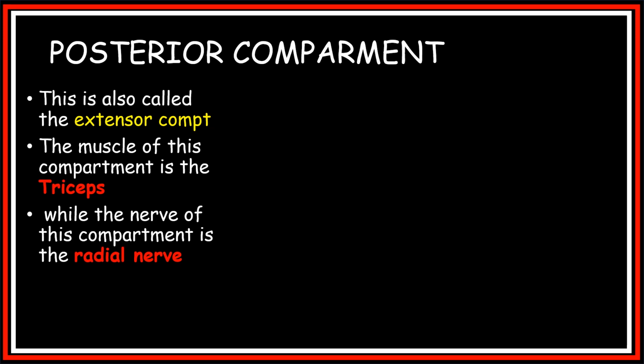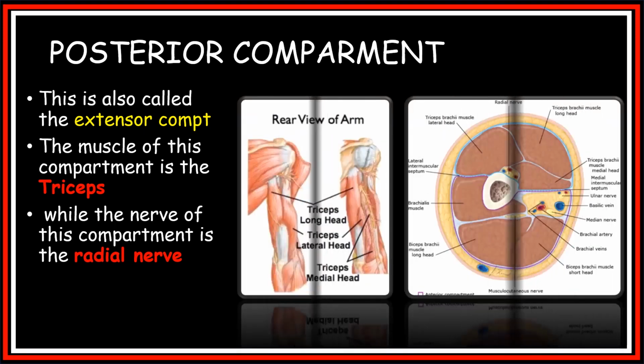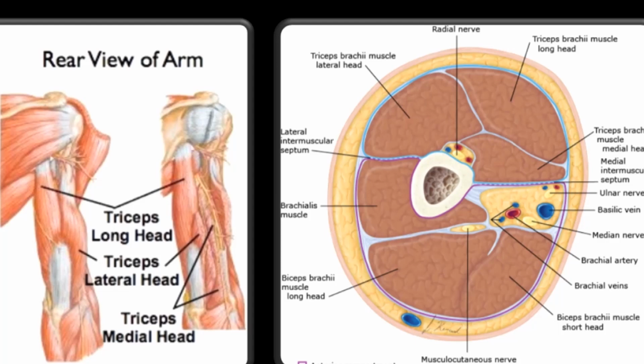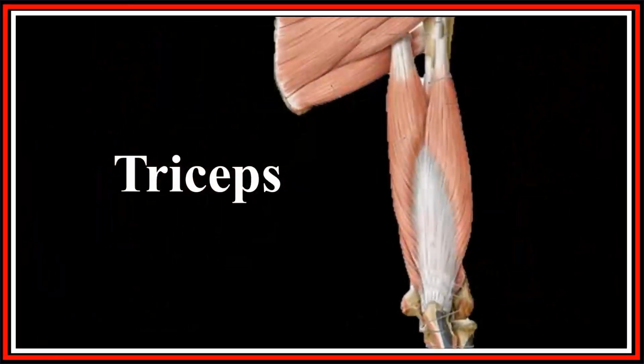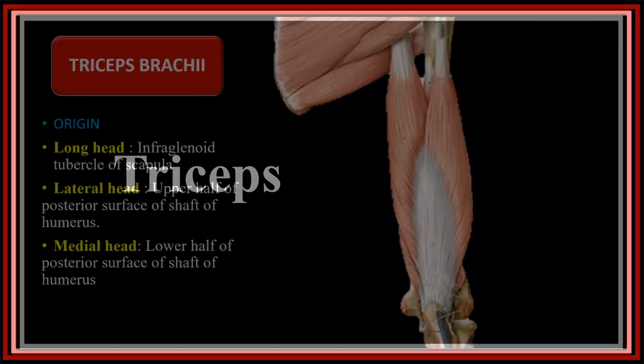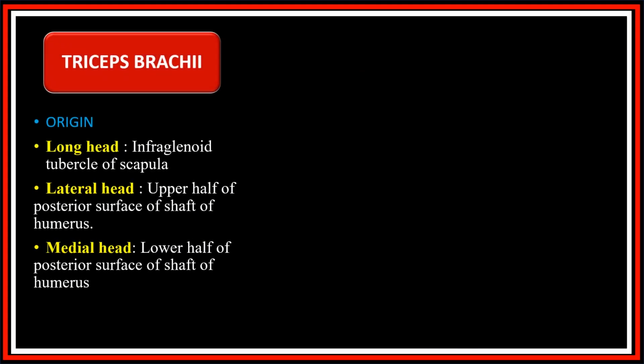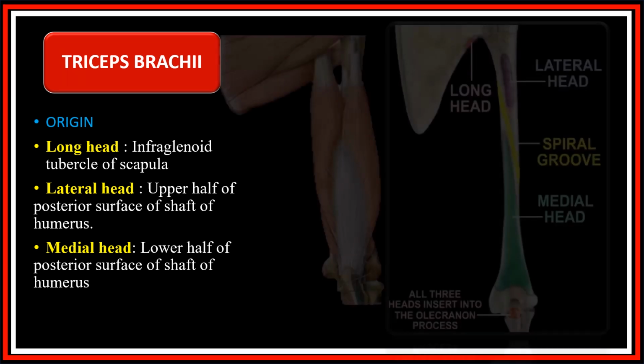So let's take a look at this picture. Here is the posterior compartment, and all these muscles will form just one muscle complex, the triceps muscle. So this is the triceps brachii. From the name, we'll know that this muscle has 3 origins. And what are those origins? There is a long head, there is a lateral head, and there is a medial head. So let's look at them.